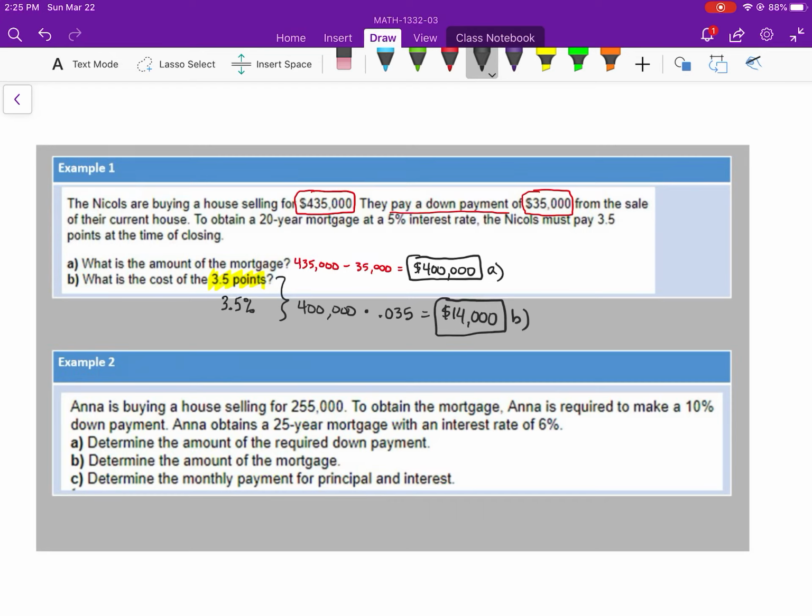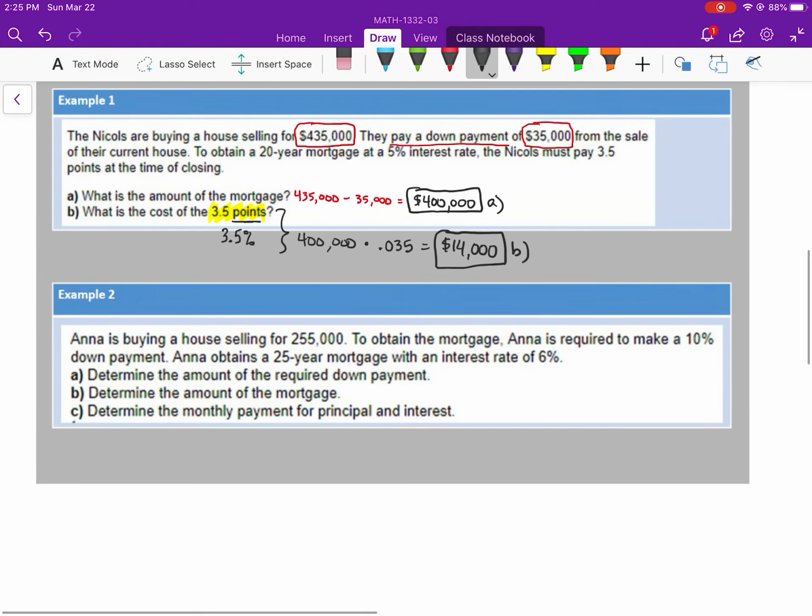Okay, so they paid $35,000 up front as a down payment. However, to be able to attain the mortgage itself, for a 20-year mortgage at a 5% interest rate, they're going to have to pay an additional $14,000 on top of that just to get that mortgage. So that's basically what you do when you see points. When you see points, make sure you change it to a percentage, and then multiply whatever your mortgage is by that amount. And whoever's buying this house is going to have to pay that as well at the time of closing.